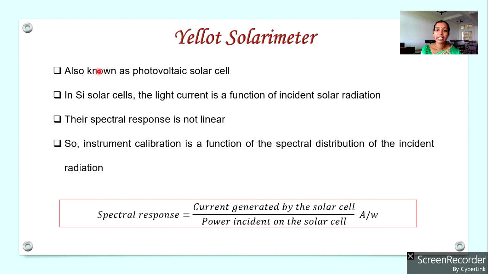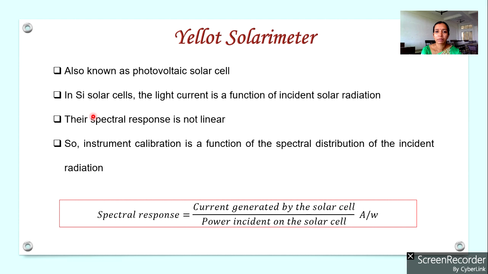So now the next one is the Yellot Solarimeter. The Yellot Solarimeter is nothing but our ordinary photovoltaic solar cell. So we know that in a photovoltaic cell, in a silicon solar cell, which is a PN junction diode, electric current will be generated when solar radiation falls on it. And this output current from a solar cell will be directly proportional to the incident solar radiation. The output current, the light current, will be a function of the incident solar radiation. So by measuring the output current, we can find out the amount of solar radiation falling on it.